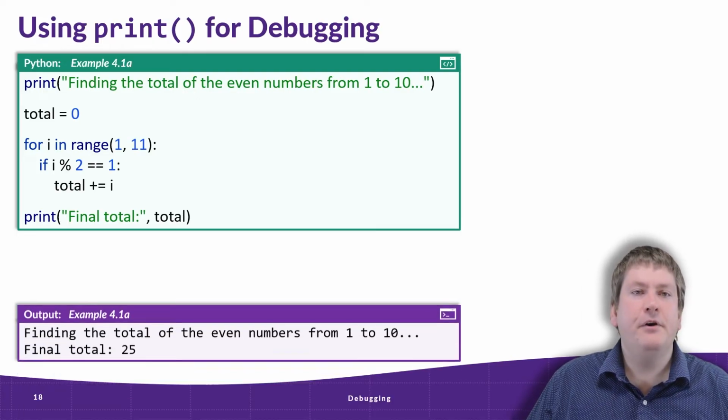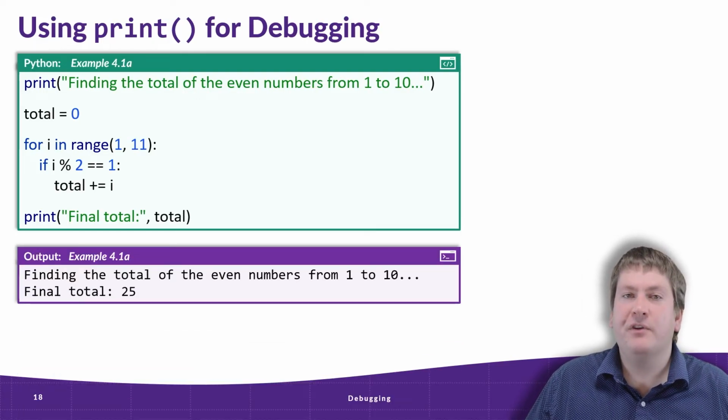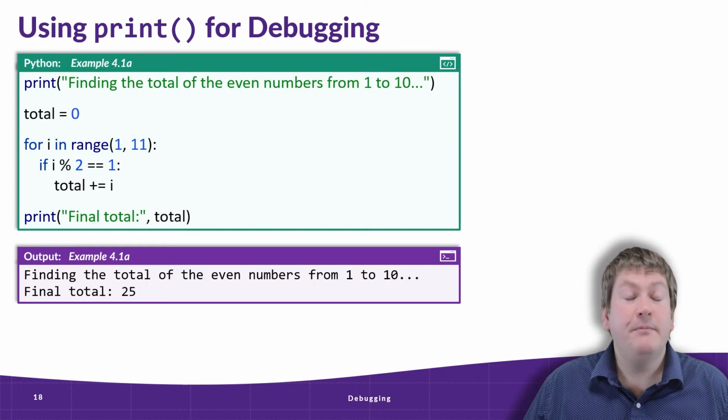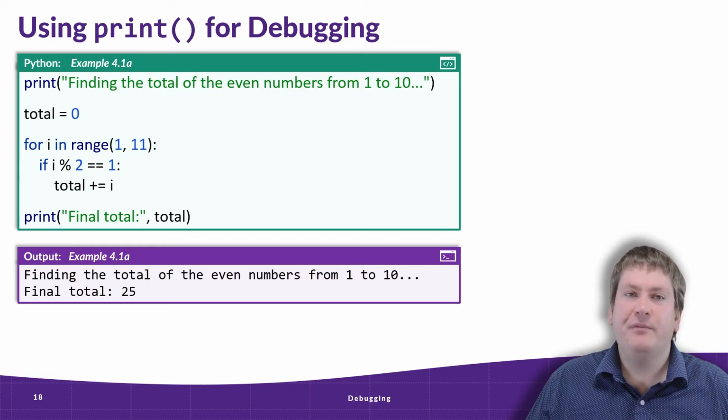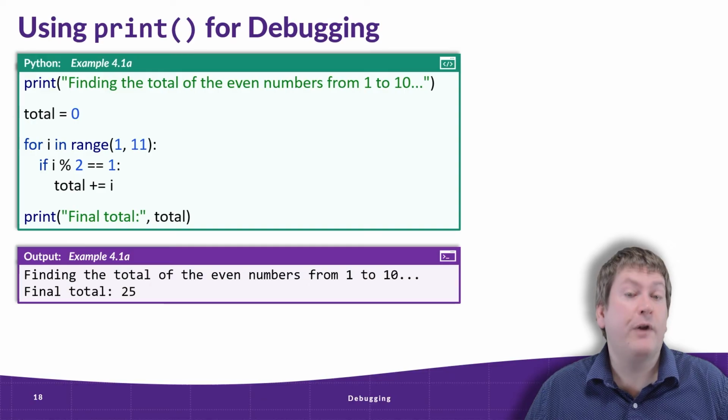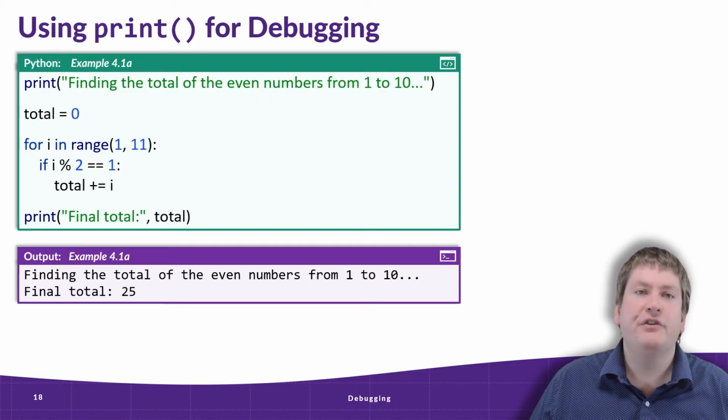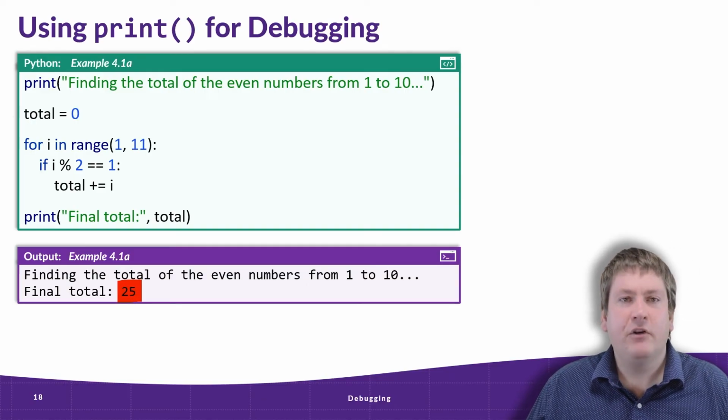But if we try to run this code, we would see we get an incorrect result. Again, I should stress you need to be critical of the results you get. Just because your program runs doesn't mean it's a correct program. It could be outputting some gibberish. And in this case, 25 is incorrect.